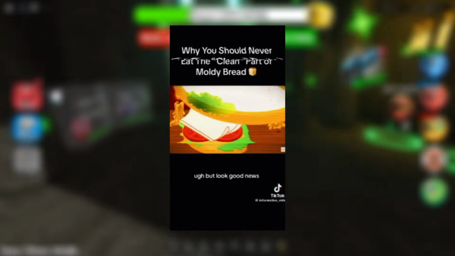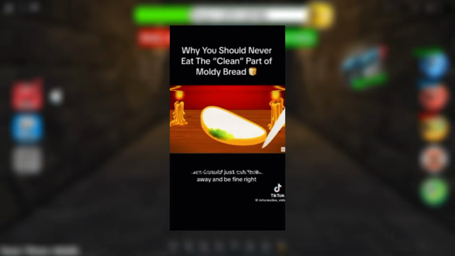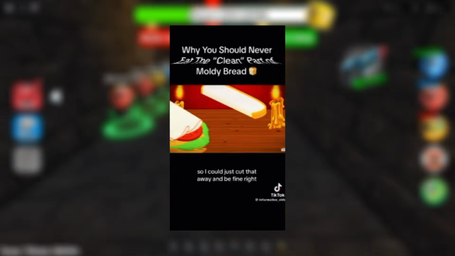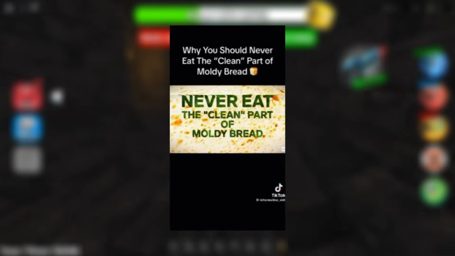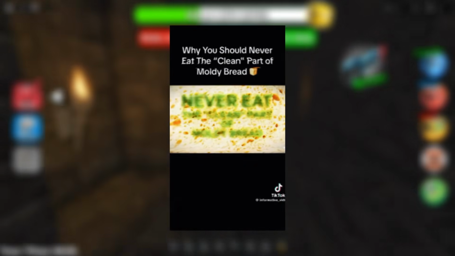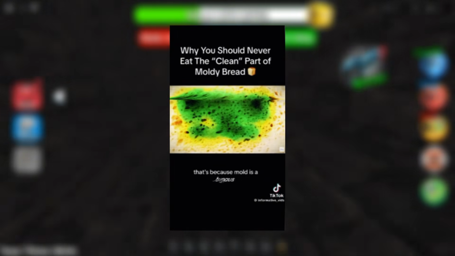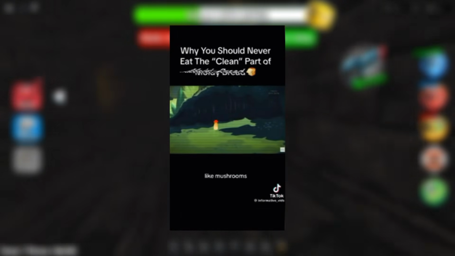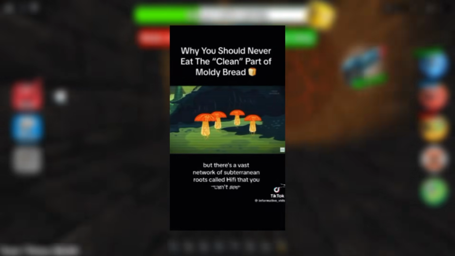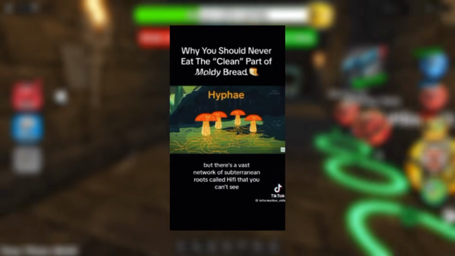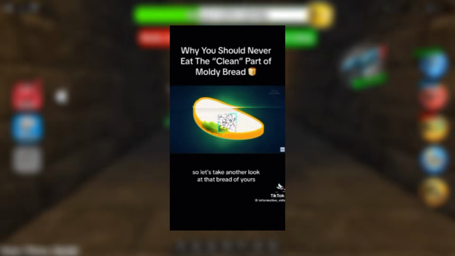Mold? But look, good news. The mold's only on part of the bread. So I could just cut that away and it'd be fine, right? There's no such thing as a clean part of moldy bread. That's because mold is a fungus, like mushrooms. The caps on the surface are easy enough to spot, but there's a vast network of subterranean roots called hyphae that you can't see.